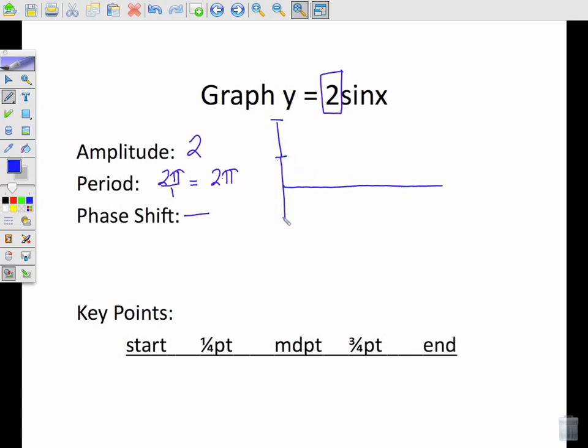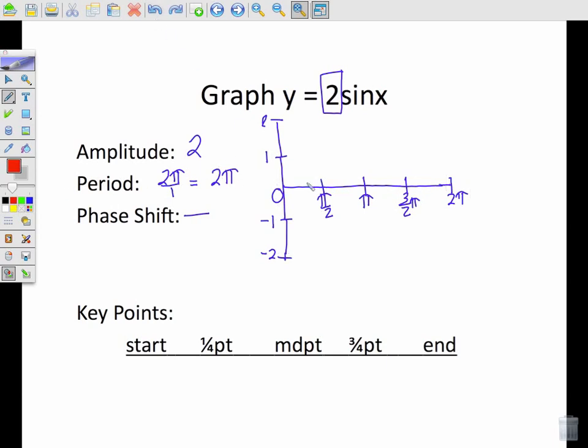So my graph is going to go up to 2 and down to -2. Okay, it still has those 4 important or key points, 5 initially because you start at 0, and then the first quarter point's pi over 2, and then the midpoint's at pi, and then you got 3/2 pi, and then we've got 2 pi. Okay, so we know what the sine curve looks like.